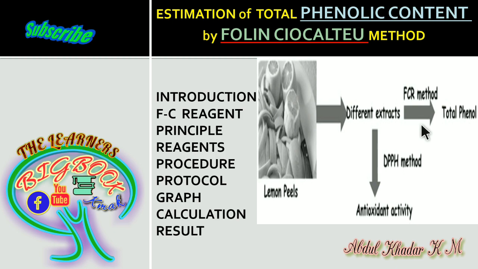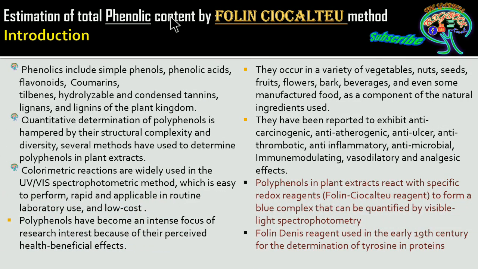Coming to the next slide, you know that the phenolics include the simple phenols, phenolic acids, flavonoids and coumarins, the hydrolyzable forms of phenols and condensed tannins, and further stilbenes, lignans and lignins of the plant kingdom. So these are the derivatives of the phenolic forms, or the antioxidant forms of phenol, which we are going to see within the plant extracts of the plant kingdom.